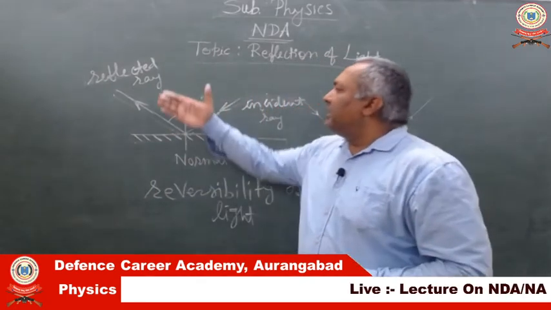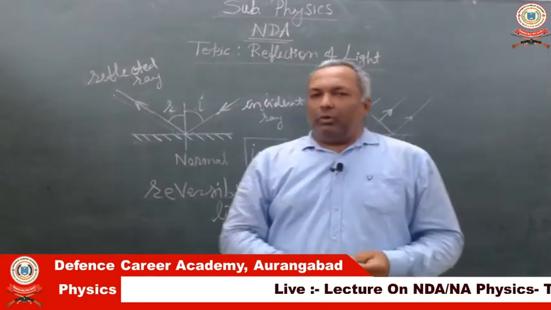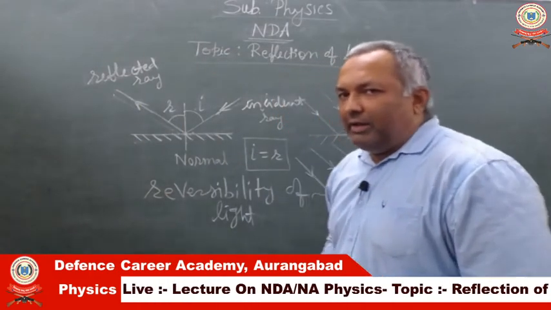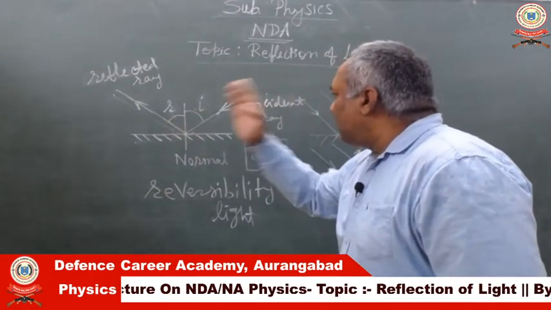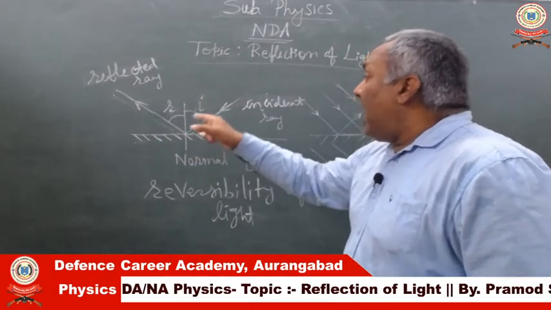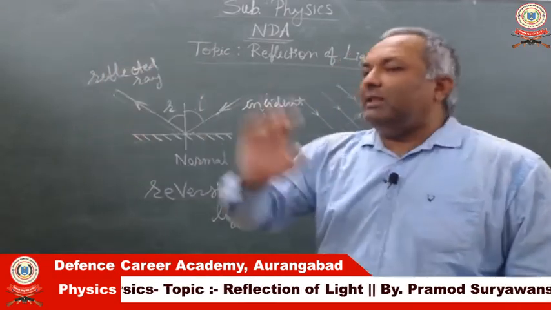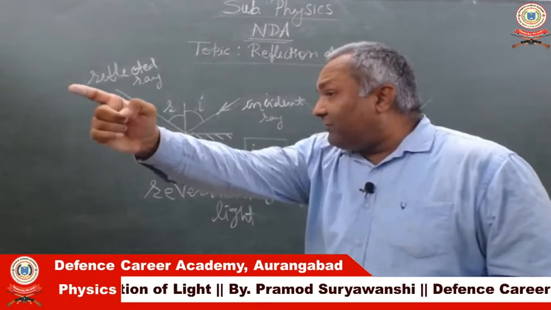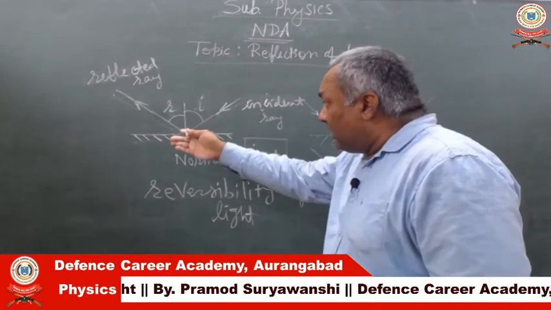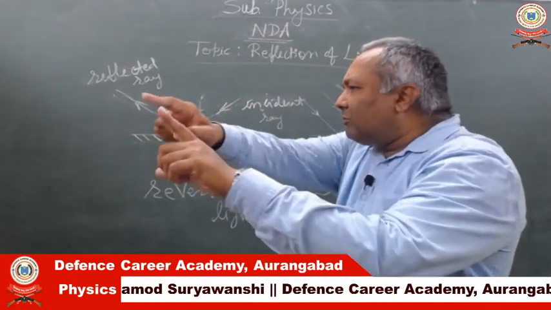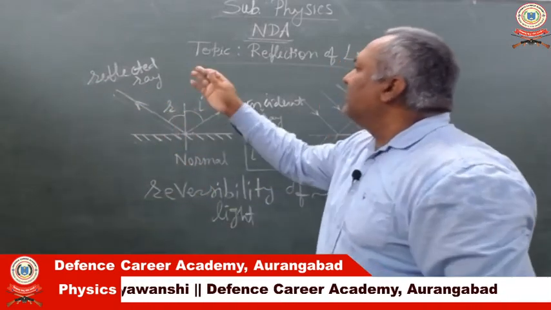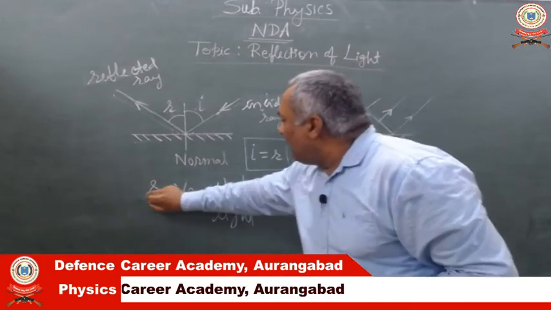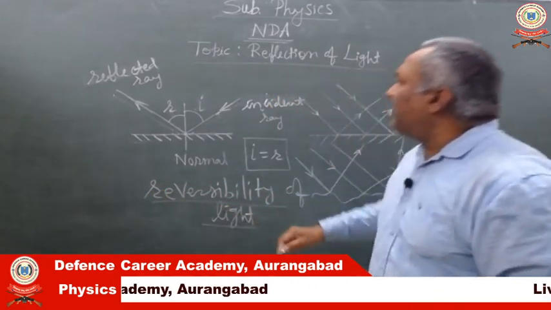Now, this can be understood using a very, very simple illustration. Imagine there is a mirror fixed to this board. There is another person standing on that side. I'm standing here and I'm looking into that mirror. And what I see is the face of that person on that side. Now, if I am able to see the face of that person in the mirror, that person will also be able to see my face in the mirror. This we can establish on the basis of the reversibility of light principle.